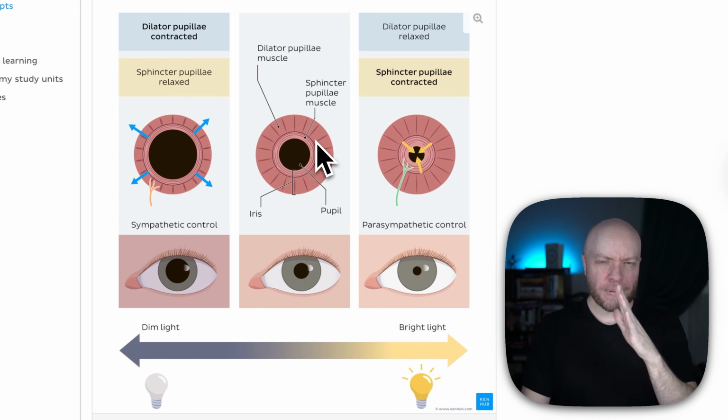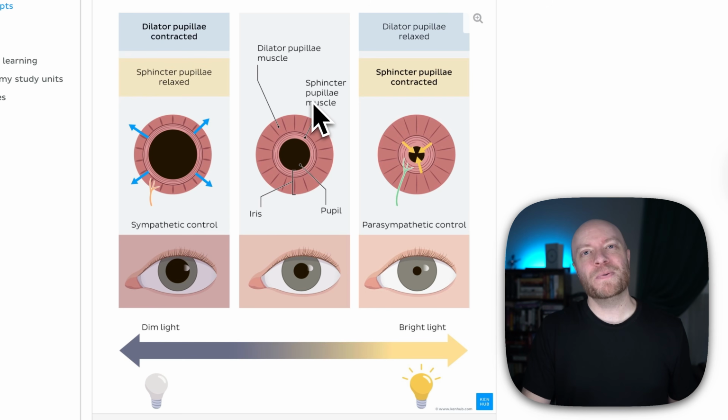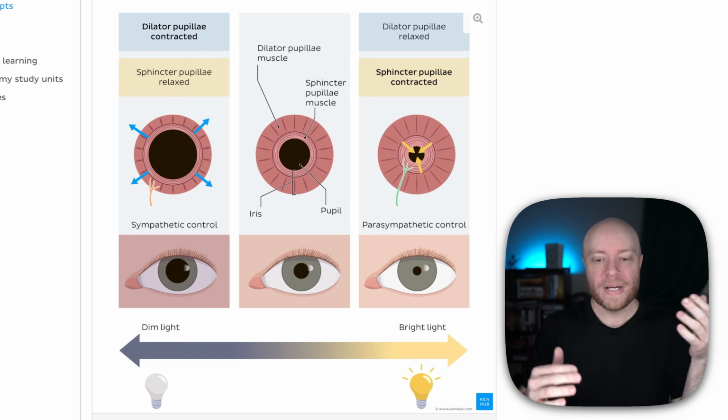Now, you can probably already guess what these muscles do just based on their name. And oftentimes this is how muscles work. And those are always my favorite muscles.